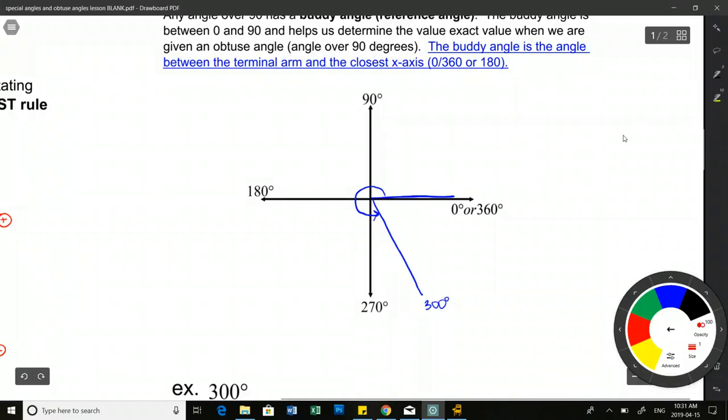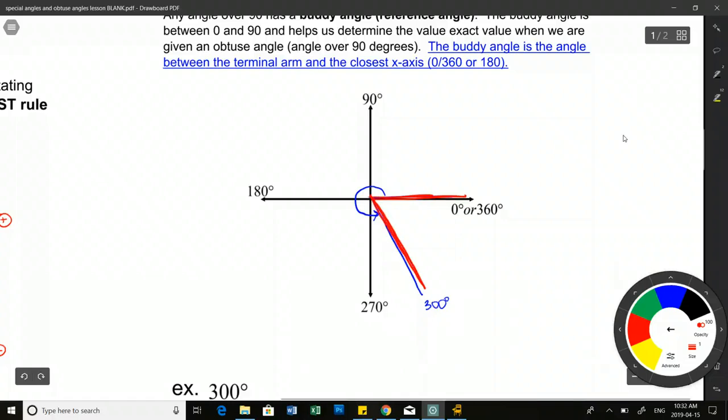Okay, the reference angle, or its buddy, is always found between the 0, 360 line and our terminal arm, or the 180 line and our terminal arm, depending on where the terminal arm is closest. So is our terminal arm closer to the 0, 360 line, or is it closer to the 180 line? Marianne? You said it. Yeah, so it's closer to this line than it is to the 180 line. So my reference angle is this angle I just outlined in red.